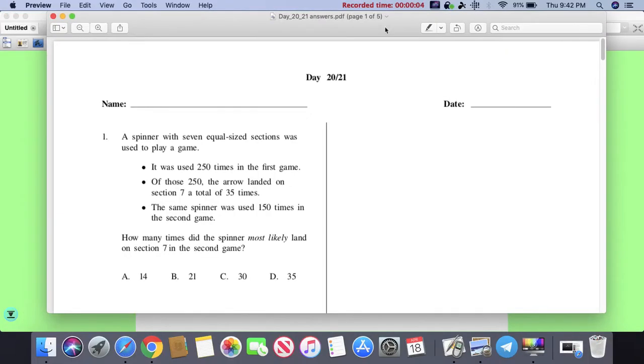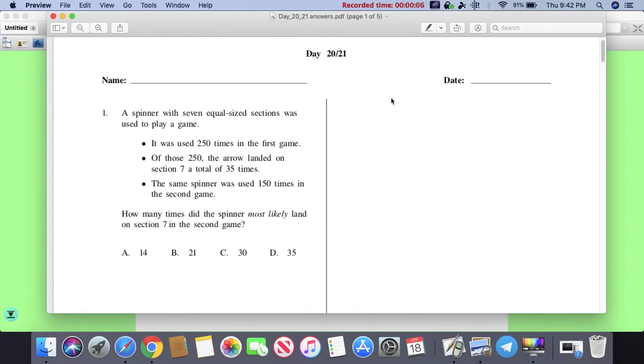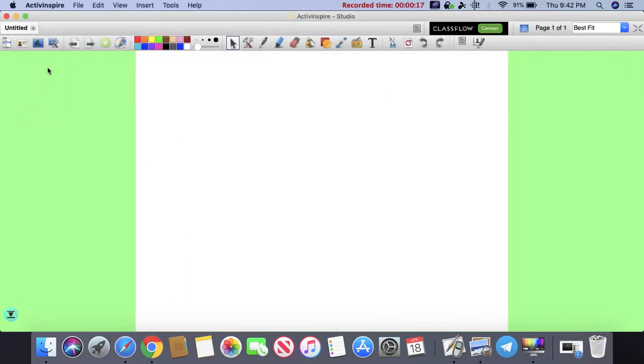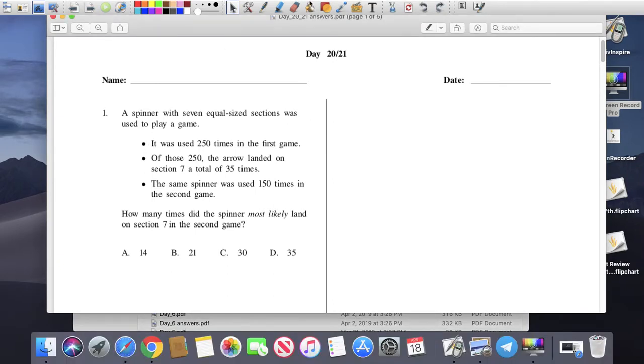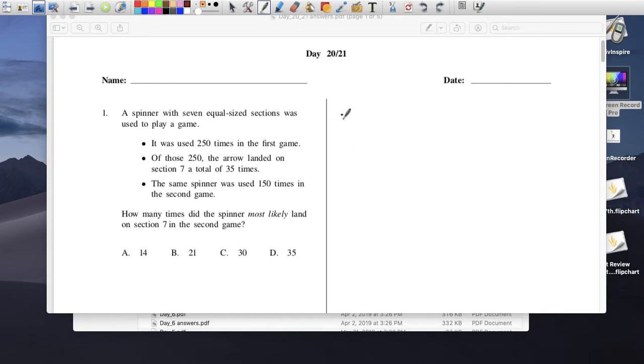A spinner with 7 equal-sized sections was used to play a game. It was used 250 times. Out of the 250 times, it landed on 7 a total of 35 times. So I can write it this way: P of 7, out of 250, it landed on 7 35 times.